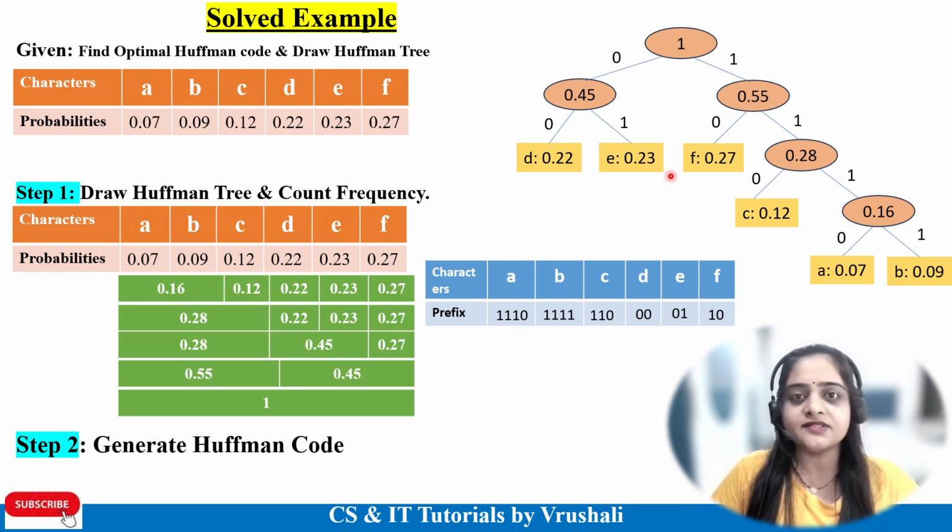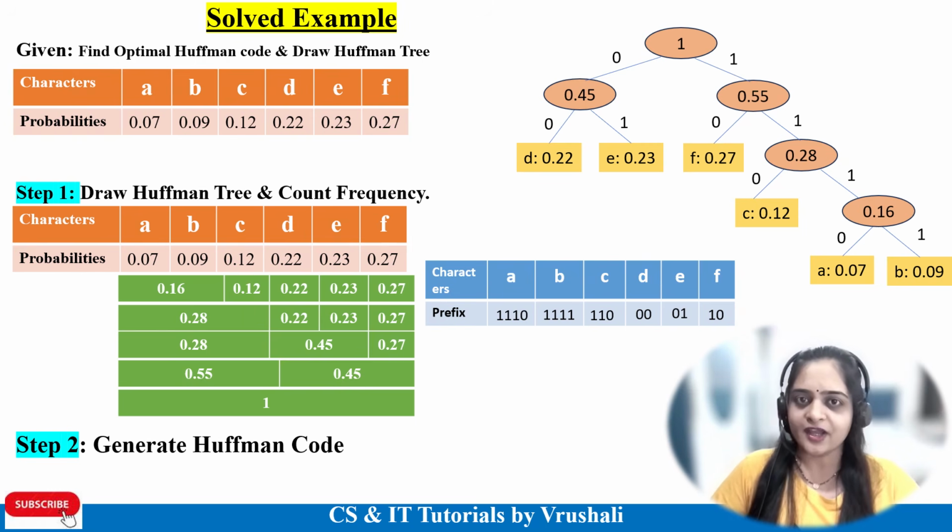Again in your exam, sometimes they ask for the code length. So code length means this one. Code length of A is 4 because 4 bits are there. Code length of B is again 4. Code length of C is 3. Code length of D, E, F are 2. So in this way you have to solve this example. This example generally asks for 4 to 6 marks.